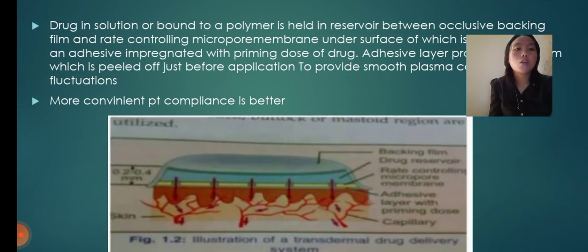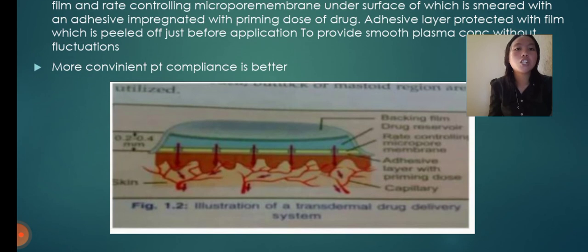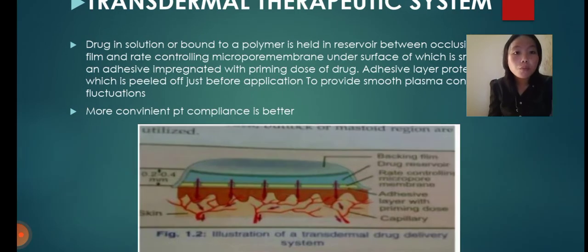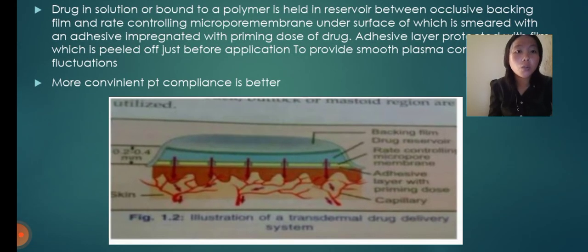So, kung gini siya sa ila, no? Kung isa ka patient, mas convenient sila nga mukuan sila sa transdermal route. So, muna siya illustration niya, or figure, transdermal drug delivery system. So, makita nato sa backing fence drug reservoir, padong siya sa mga capillary, in rate controlling micropore membrane. So, from the skin. Okay.